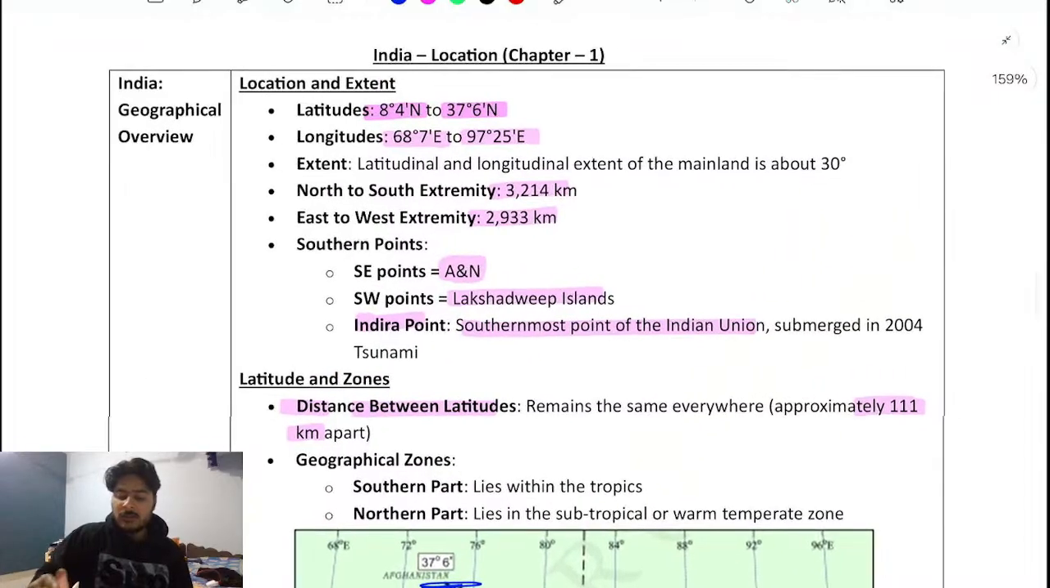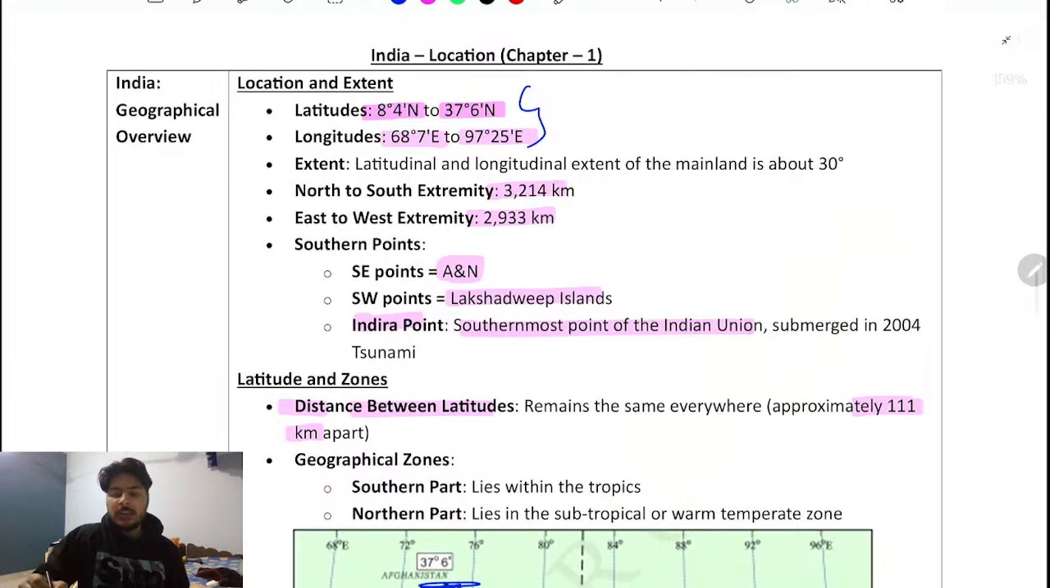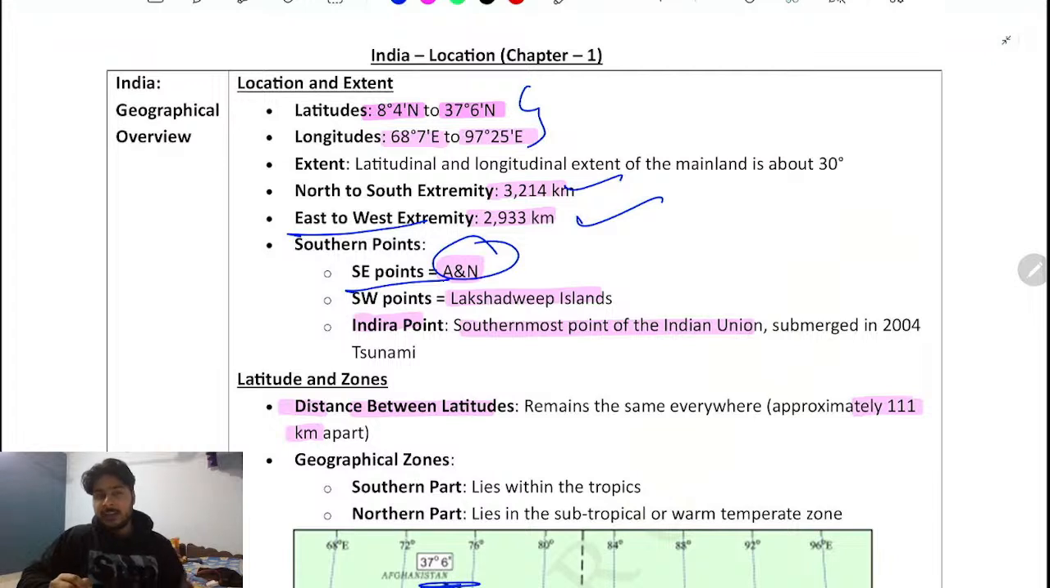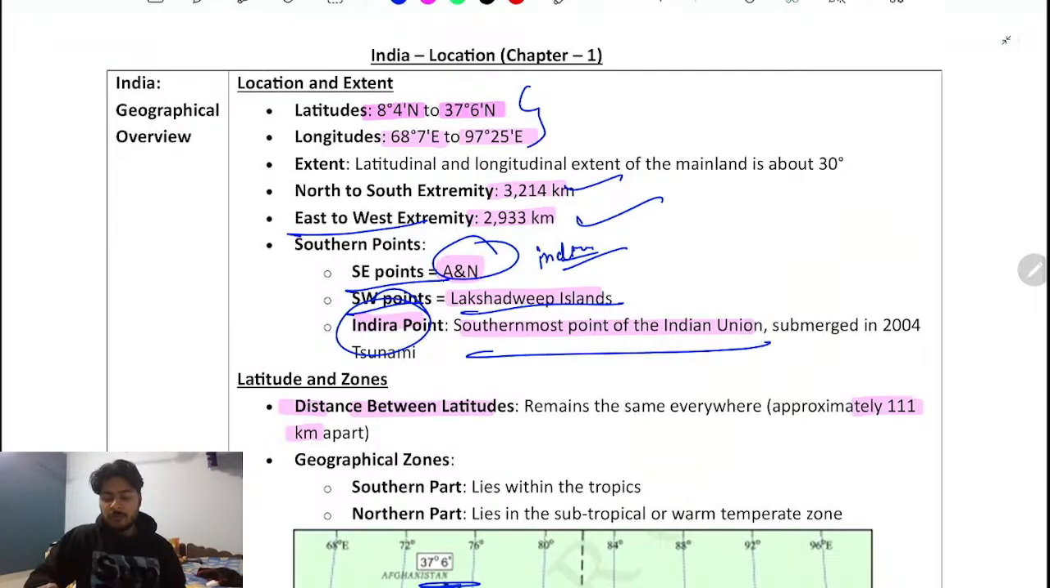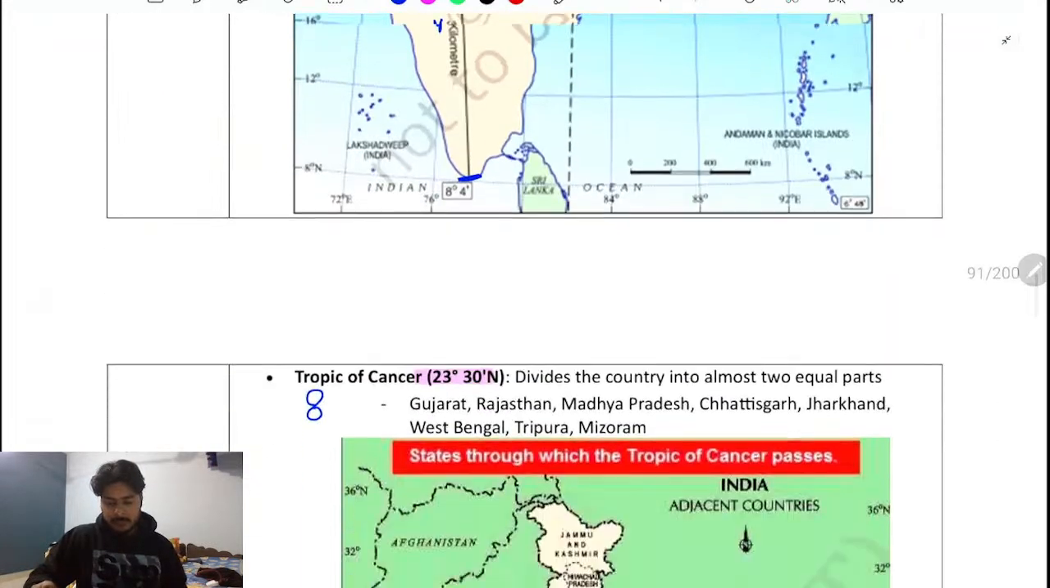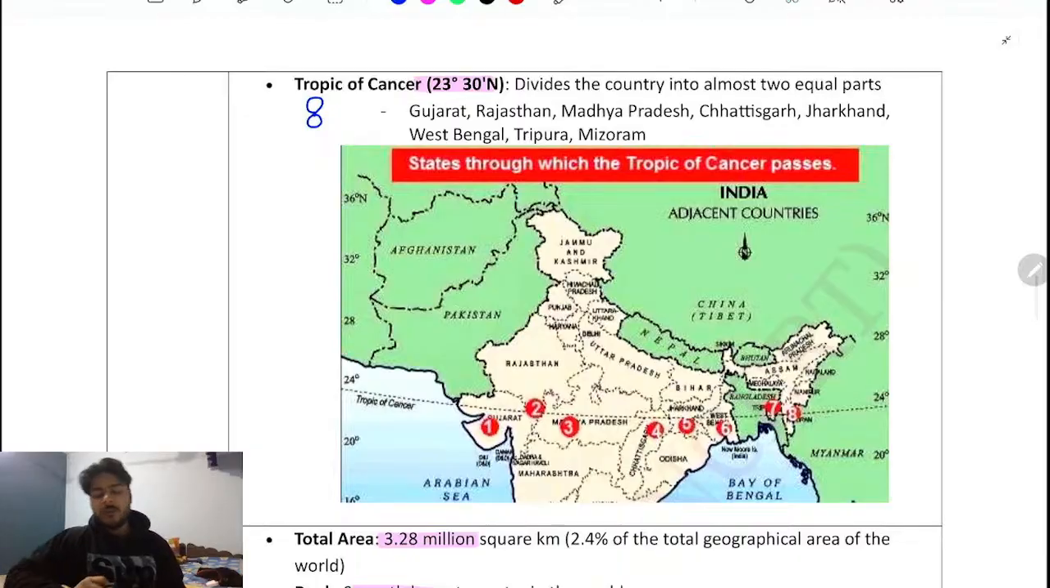Now, all of these things have been written. Latitude and longitude, as we have discussed already. North and south extension is 3,214 kilometers, and east and west is 2,933 kilometers. The southernmost point in the maritime boundary is Indira Point in Andaman and Nicobar. Okay? And the southwestern point is Lakshadweep. Indira Point is the southernmost point. We talked about it. Now, next we'll talk about the Tropic of Cancer.